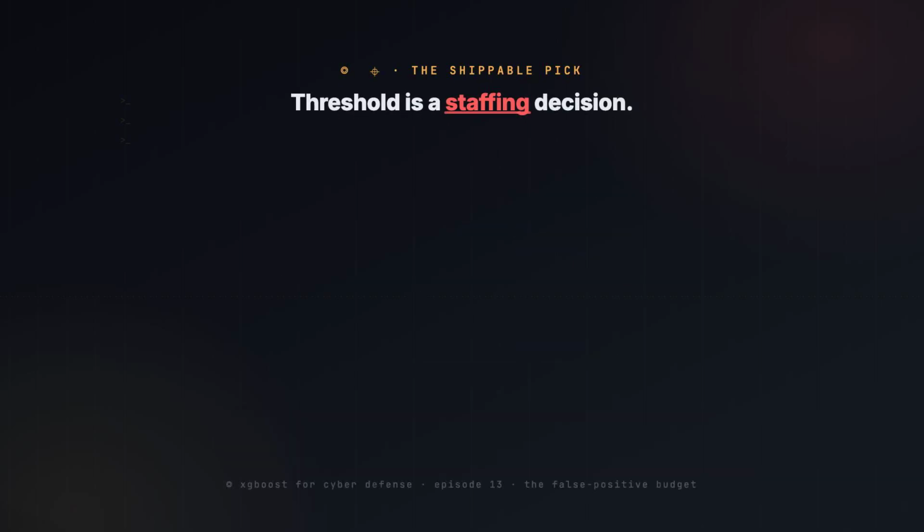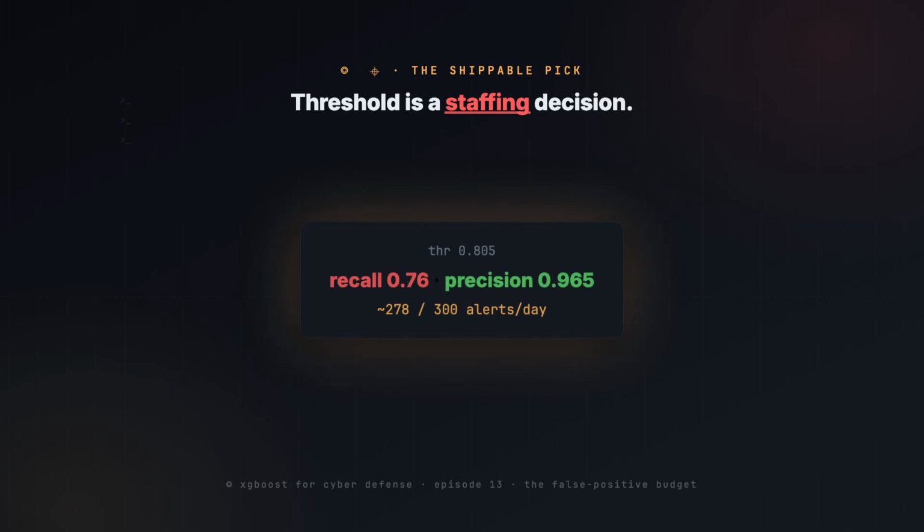The payoff line: the threshold isn't a tuning afterthought, it's a staffing decision. One number sets how many attacks slip past and how many analysts burn out. We freeze it: threshold 0.805, recall 0.76, precision 0.965, FPR 0.7%, 278 alerts per day under a 300 budget.